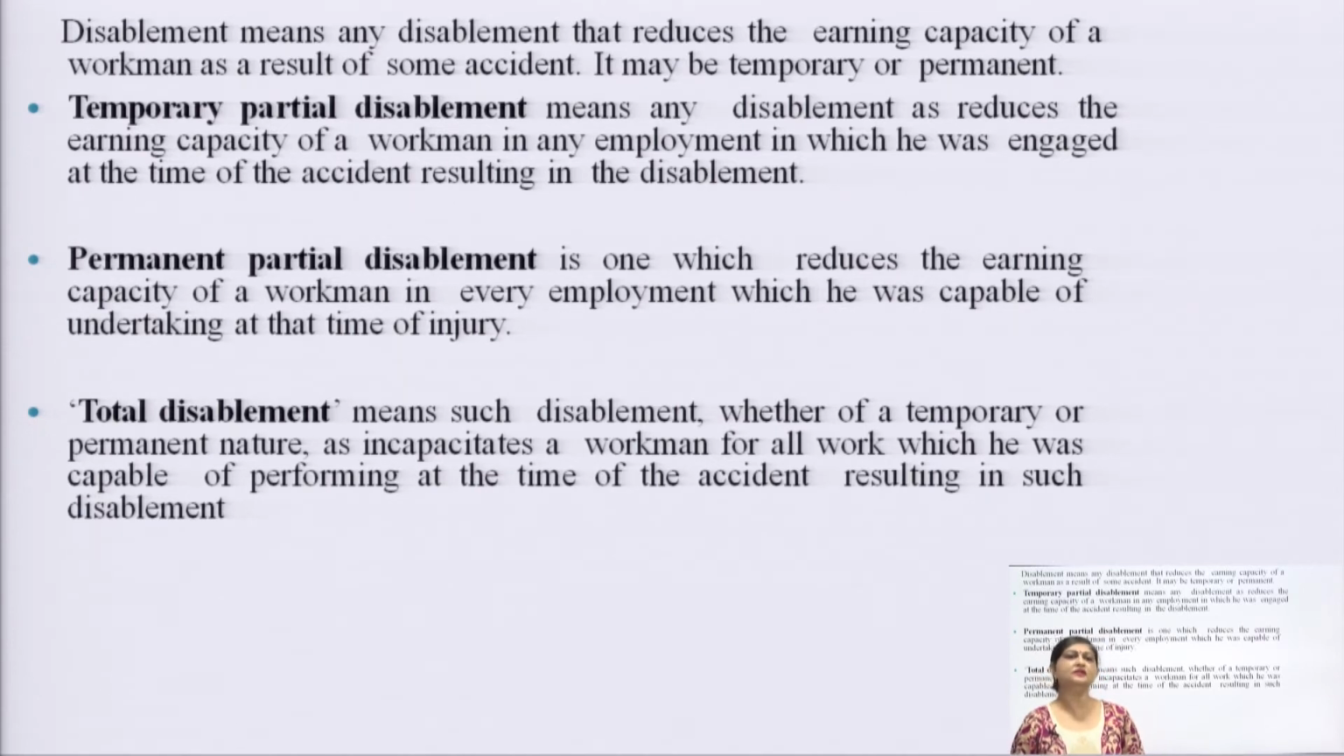And lastly, total disablement. This means such disablement, whether of a temporary or permanent nature, as incapacitates a workman for all work which he was capable of performing at the time of the accident resulting in such disablement.